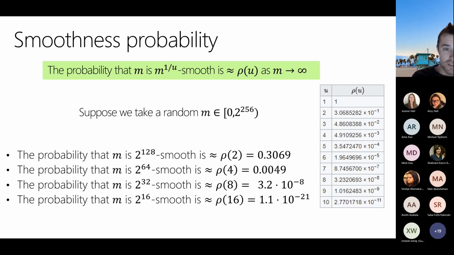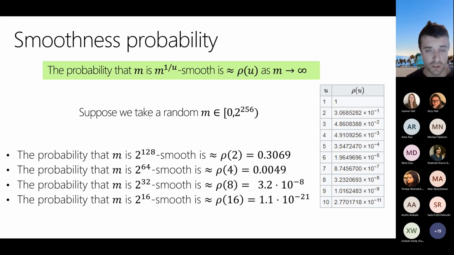But then, if you increase u, you're decreasing the smoothness bound. So if you want a 256-bit number to contain no prime factors larger than a quarter of its length, you set u to be 4, and then that probability drops drastically. The chances of finding a number like that is like 4 in 1,000, or 5 in 1,000, 1 in 200. 1 in 200 256-bit numbers will be 2 to the 64 smooth. And by the time you get to the sort of smoothness bounds that we're interested in, like 2 to the 16, this function is becoming exponentially unlikely.